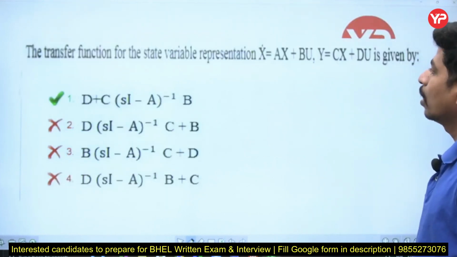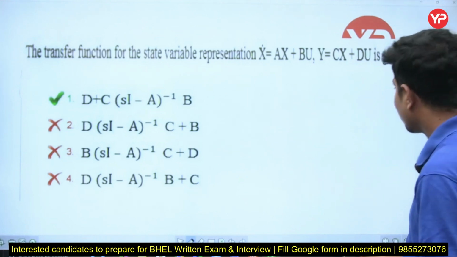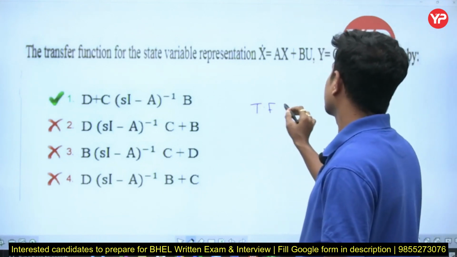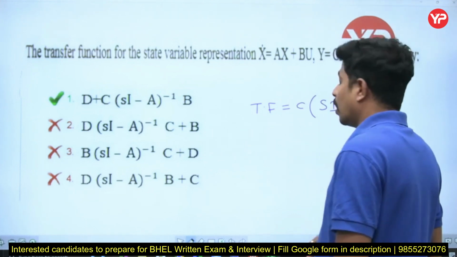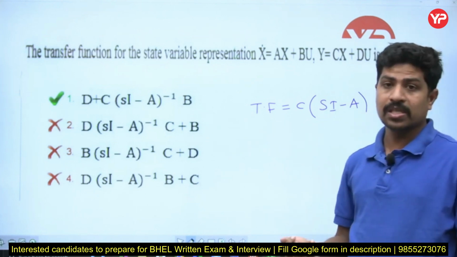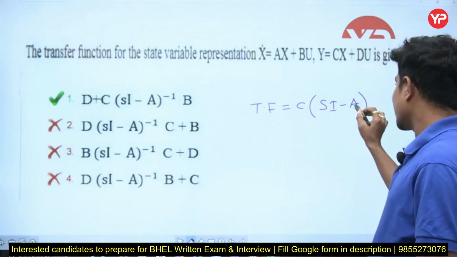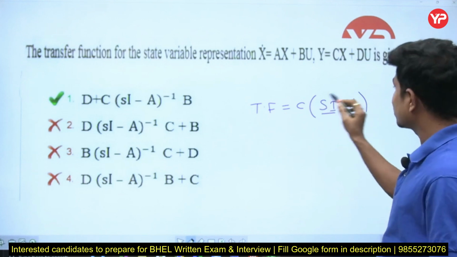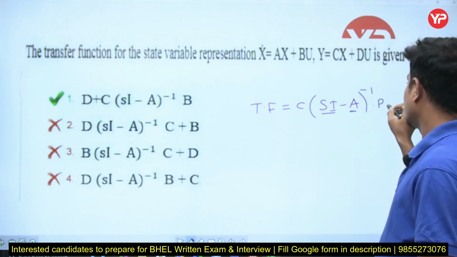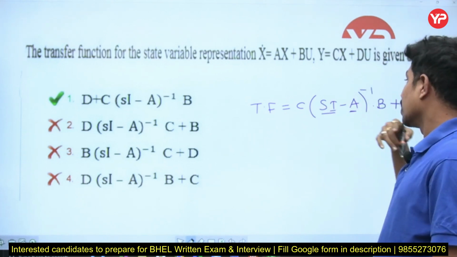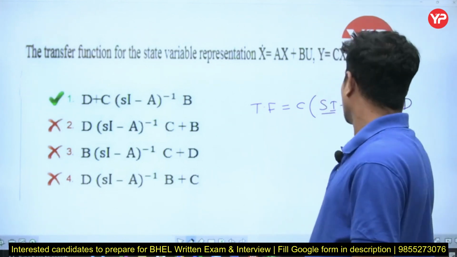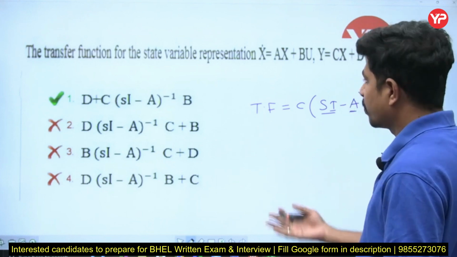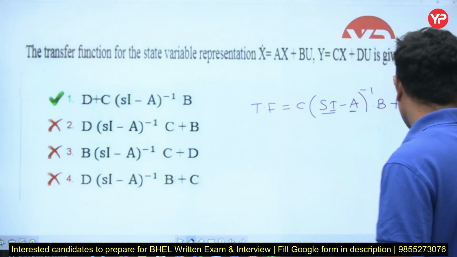The transfer function for the state variable representation x dot equals Ax plus Bu, y equals Cx plus Du is given by, that is very, very simple. Transfer function is equal to C into (sI minus A) whole inverse into B plus D, where s is the Laplace operator, complex frequency, I is the identity matrix, A is a matrix here, C is a matrix here. B is also a matrix called the input matrix, C is called the output matrix, D is called the transmission matrix. C into (sI minus A) whole inverse into B plus D. Okay, so option 1 itself is perfectly suitable for this.